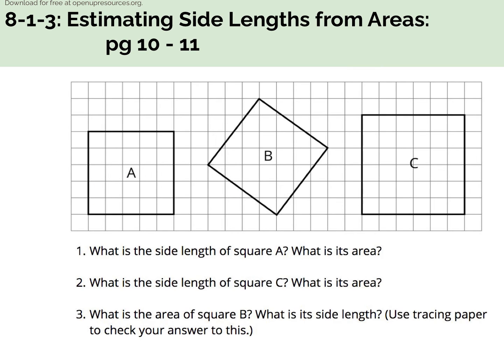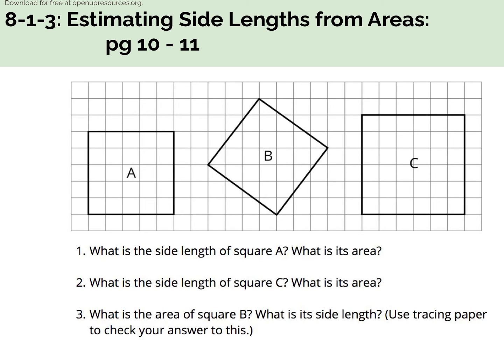All right, let's go ahead and turn to page 10 and 11. And we're going to go ahead and work at different squares themselves. So we have A, B, and C. It says, what is the side length of square A? And then what is its area? Number 2, what is the side length of C? And what is its area? And then what is the area of square B? What is its side length? And if we need to, we can use tracing paper, or just a piece of paper to go ahead and do that. So let's go ahead and pause, answer all 3 of those questions, and then come back to me.